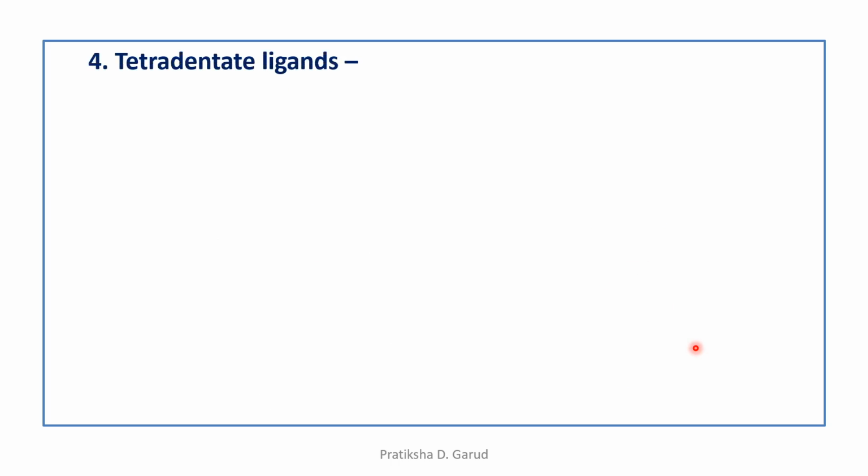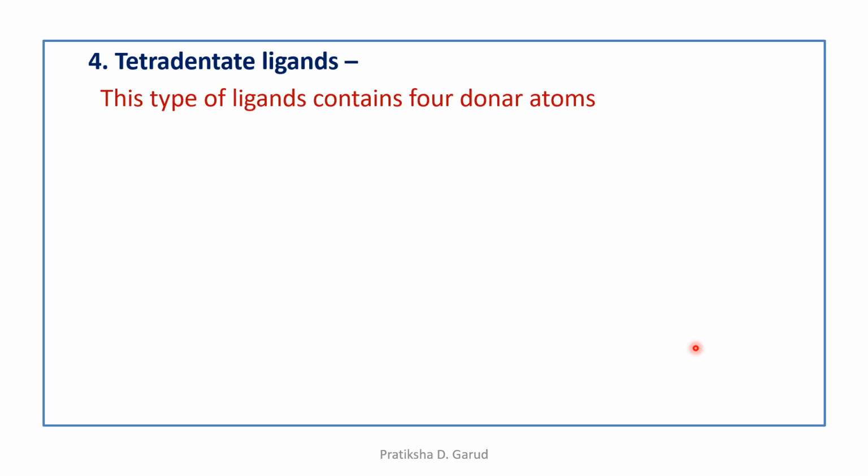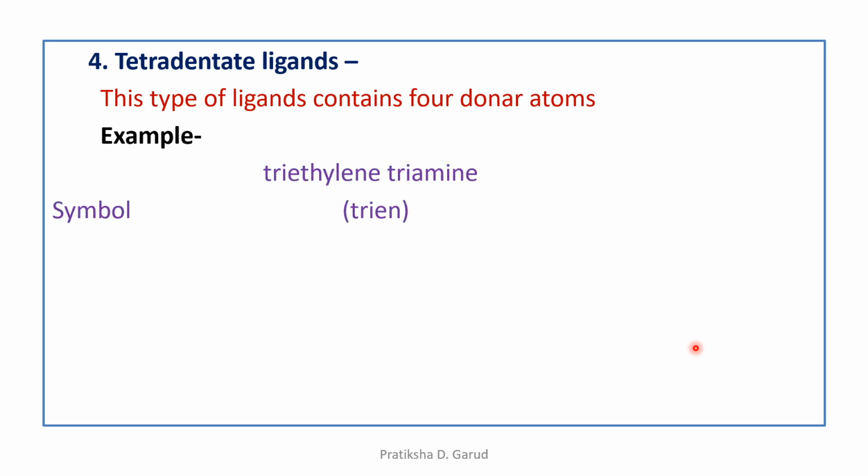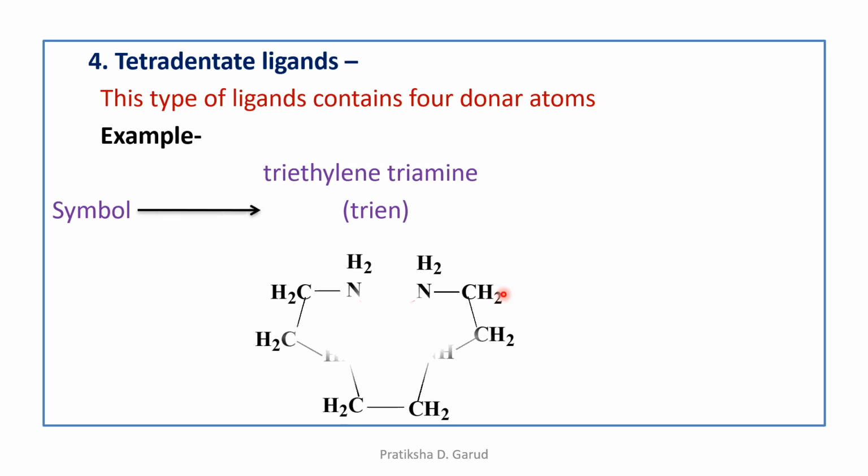Next type of the ligand is a tetradentate ligand. Means they consist of 4 donor atoms or the 4 donor sites. So this type of ligands contains 4 donor atoms. Their examples are triethylene tetramine, which is having the symbol tri-En. Triethylene means it is having 3 CH2CH2 group, and the triamine means 3 NH2 group. Okay, so its structure is like this. So triethylene means this is the first ethylene, CH2CH2, this is the second ethylene, and this is the third ethylene.